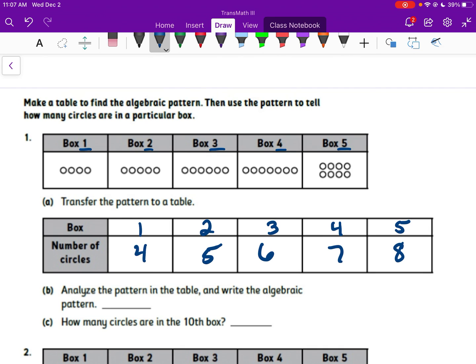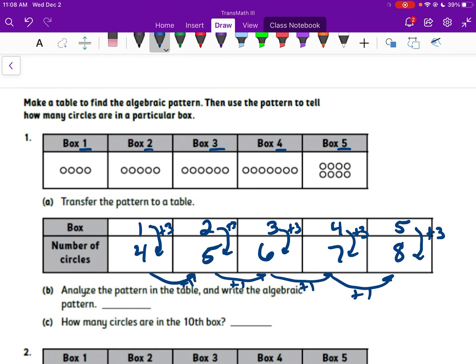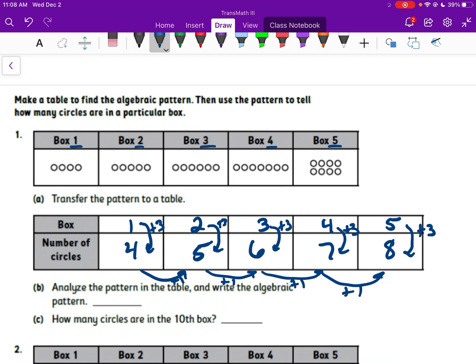Now, again, just like we have done on the other two, it was adding 1 every time to get to that one. Okay, so then again, comparing the box number to the number of circles, in this case, we are adding 3 to get to the number of circles. So it's always the box number plus 3. So in those cases, we said the number of circles is equal to the box number, which we represented with n. And we have to add 3 to that to get to the number of circles.